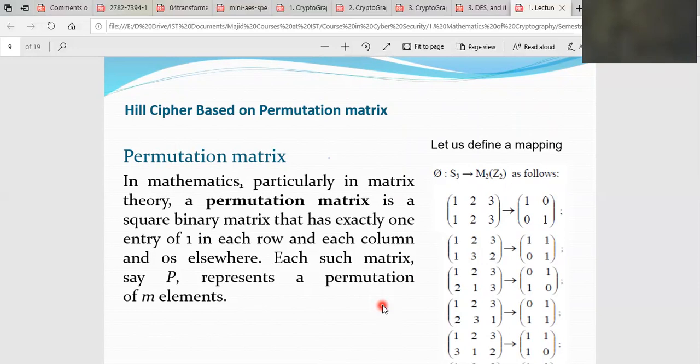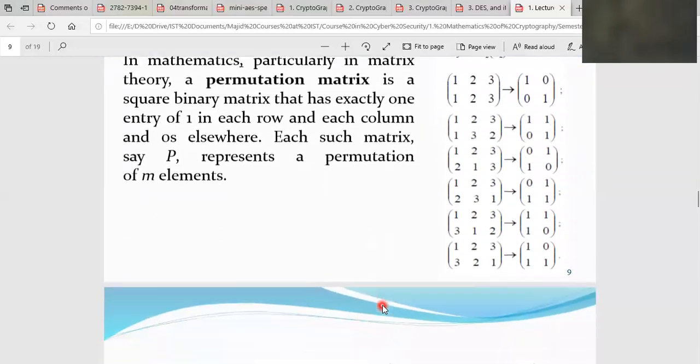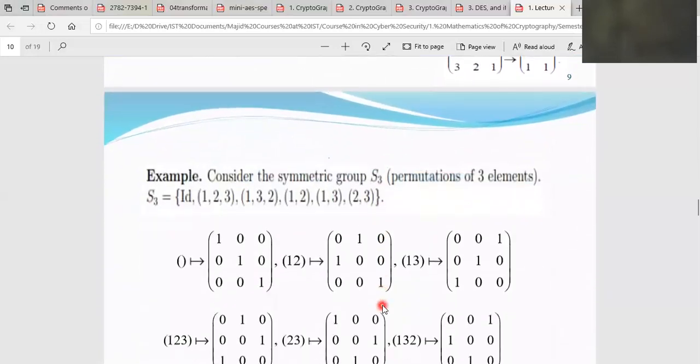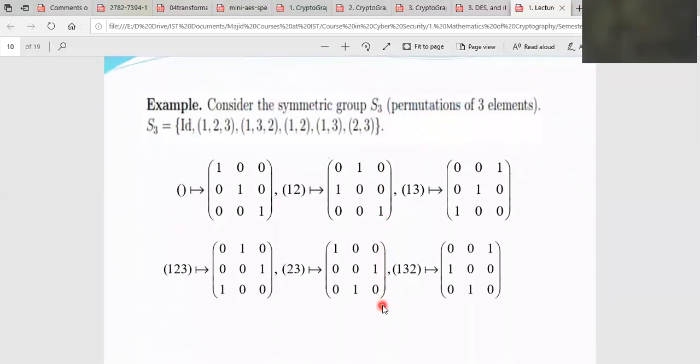Let me try to define this with an example. Let us take the symmetry group S3. This is the identity permutation, and this is another. It has basically 6 permutations. We map the identity permutation to the identity matrix. For the next one, 1 is mapped to 2 and 2 is mapped to 1.